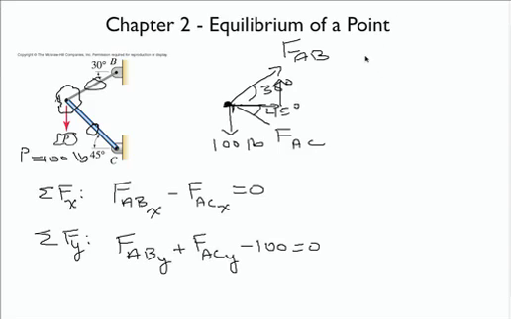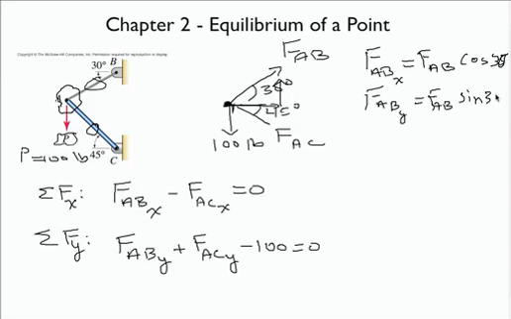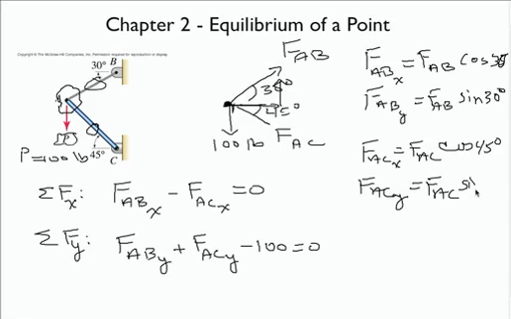We know we can write our component form of our vectors by saying FABX is equal to magnitude FAB, and then in this case cosine 30. And then FABY is equal to magnitude FAB, and then that would be sine 30. And then FACX would be equal to magnitude FAC cosine 45 degrees. And then FACY is FAC sine 45.